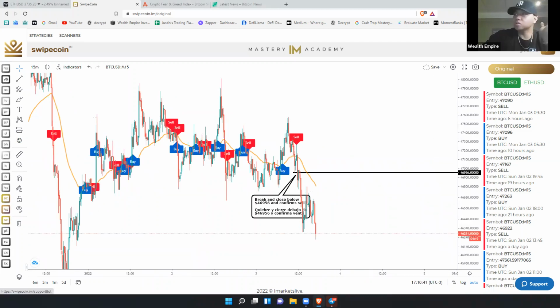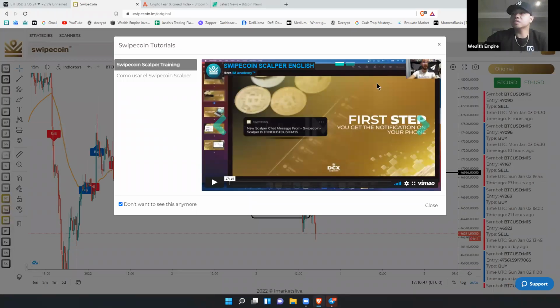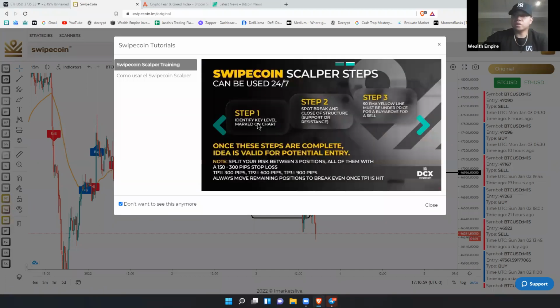So if you're someone who hasn't used it before, click this little button right up top here. It's going to pop up this window and you're going to see a nice little 17-minute video with Kevin, who's one of our GCX educators. They're going to show you exactly how the 3-step system works. Here is the 3-step system. This is just your way to use the scalper in the most simple, basic way.